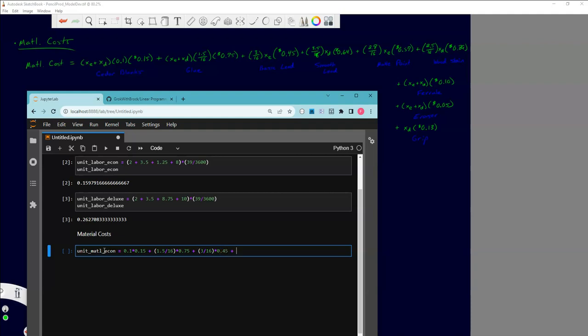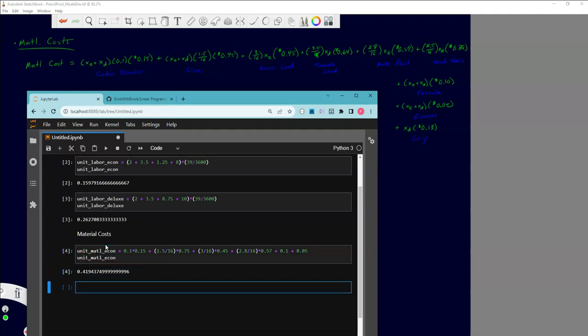The smooth lead I get to skip because it only has the deluxe. Then I'm to the matte paint. Wood stain I get to skip. The ferrule 0.1. The eraser 0.05. And nothing for the grip there. And I end up with the material cost for every single economy pencil is right about 42 cents or so.